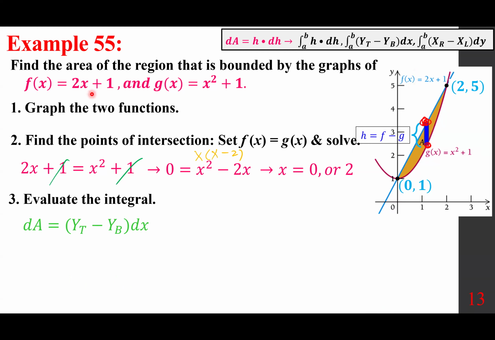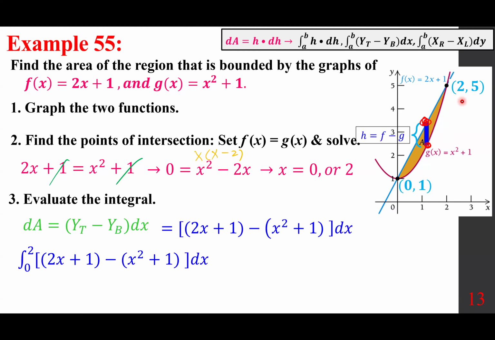And so f is 2x plus 1 minus g, which is x squared plus 1. And so the integral of this, now because we are dealing with dx, the limits come from the x coordinates, so from 0, and then the next x coordinate is 2, from 0 to 2. Now, I hope you see these two cancel each other. We get 2x minus x squared.